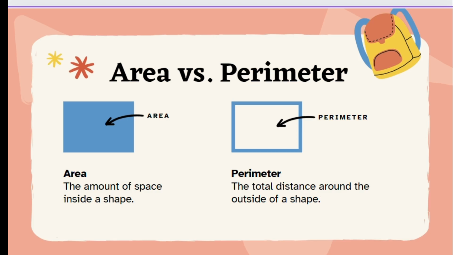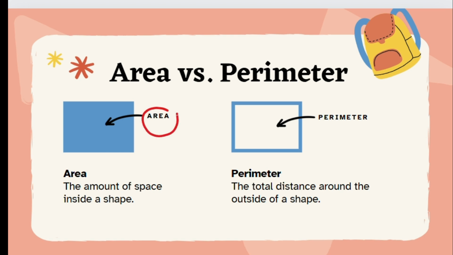Now we will learn area versus perimeter. What is the area and what is the perimeter? Area is the amount of space inside a shape. What is called an area? Area is basically the amount of space that is inside a shape, that is called an area.